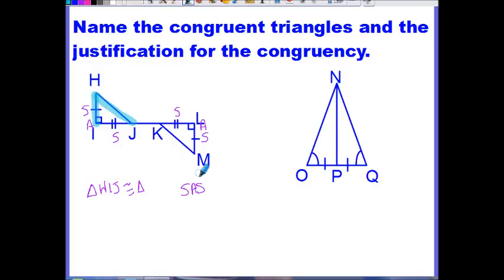Which angle has that on my other triangle? Here's my 1 tick mark side. Here's my no tick mark side. The angle is going to be right here at angle M. That should be my first letter. My second letter is angle I.